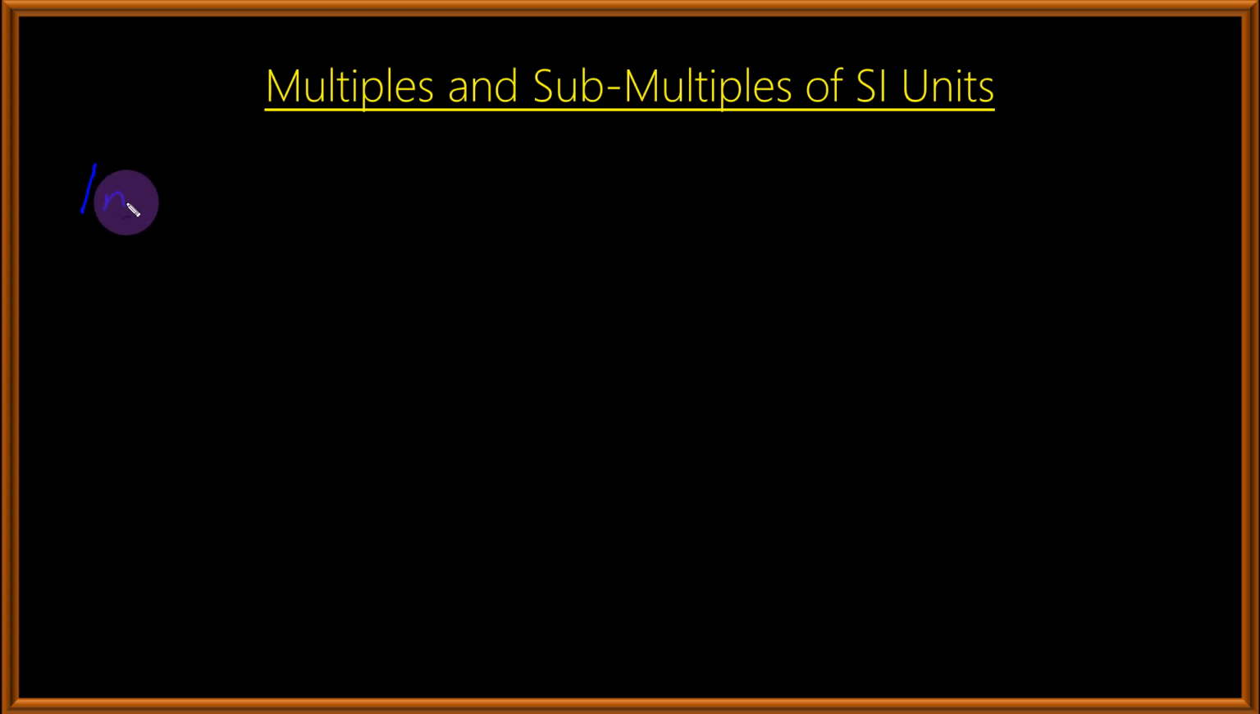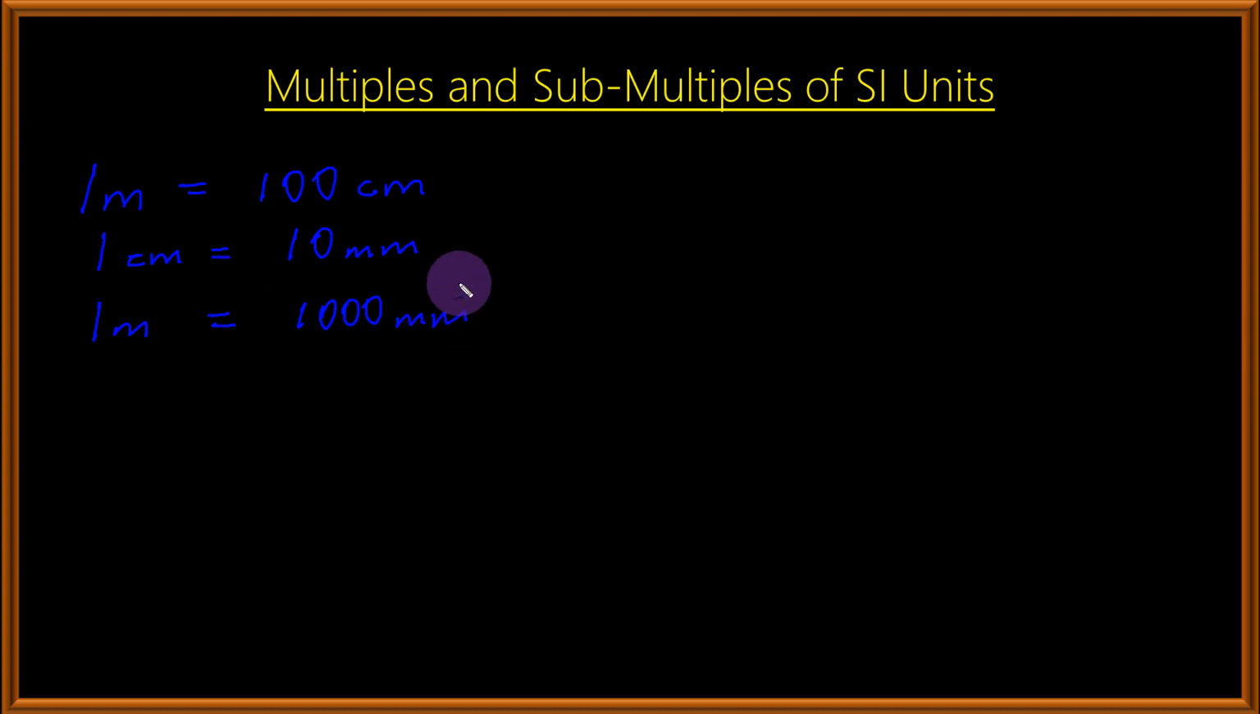In 1 meter, we have 100 centimeters. Another simple conversion that you know is that in 1 centimeter, there are 10 millimeters. Therefore, in 1 meter, there are 1,000 millimeters. This is a very simple conversion, and you're familiar with this.